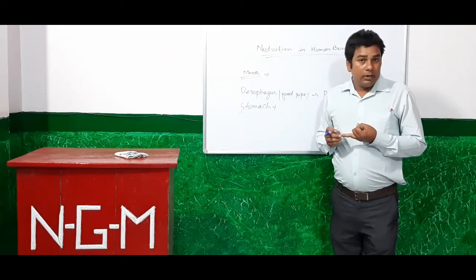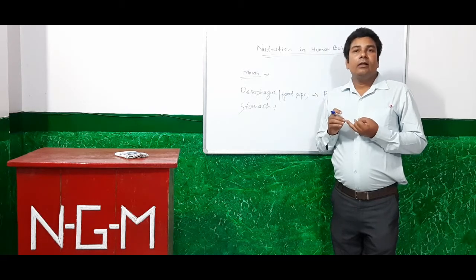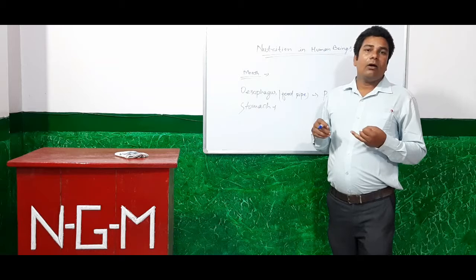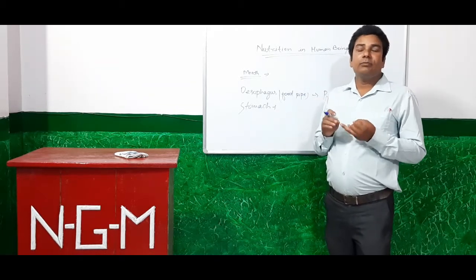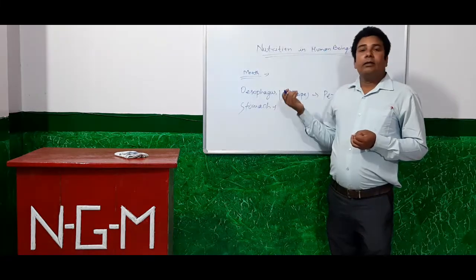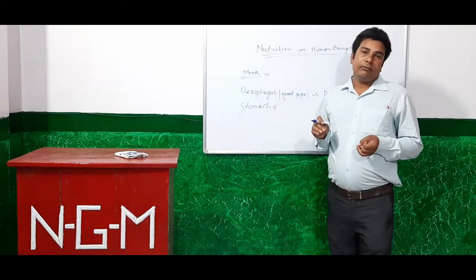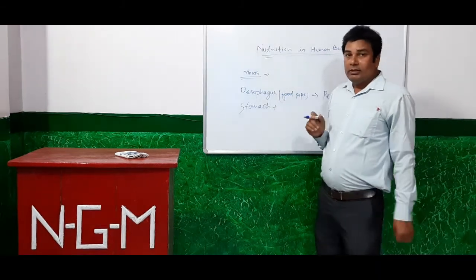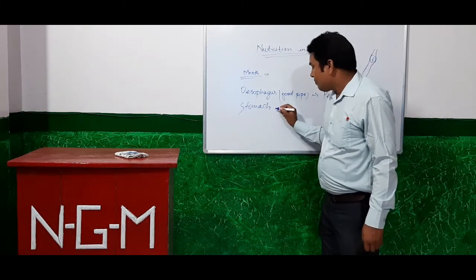Another is hydrochloric acid, which has two functions: it kills microorganisms like bacteria that enter our body with food, and it makes the food acidic for pepsin to act on the food, because pepsin cannot act without an acidic medium. And the other is mucus. Three very essential things present in our stomach.